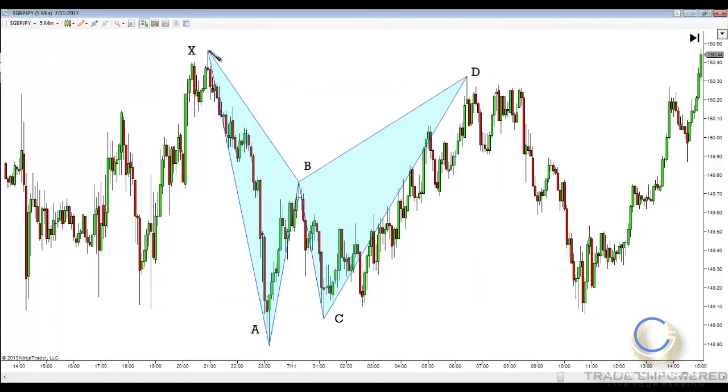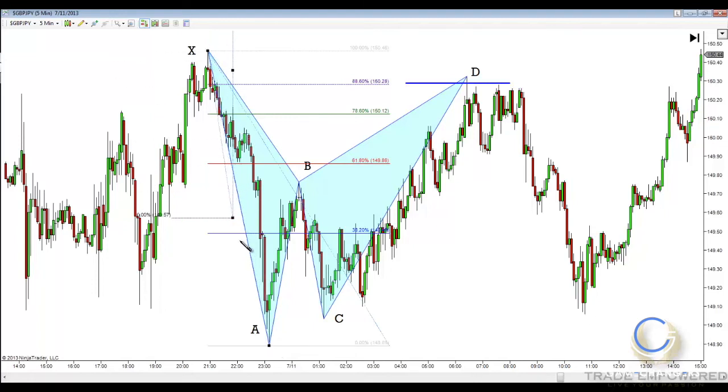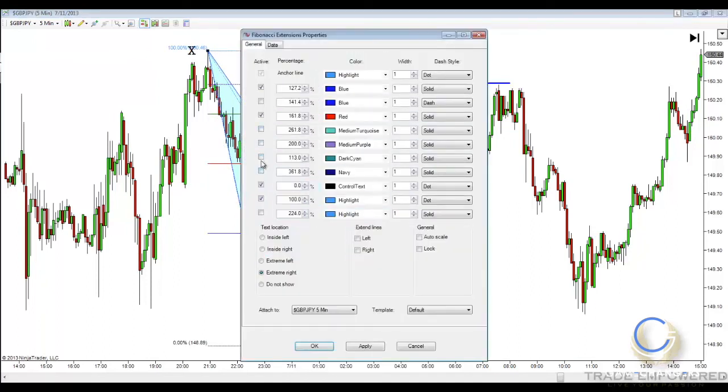Now our entry point for the bat pattern is going to be our 886 Fibonacci retracement taken from the X leg to the A leg. So right here in this case, 5028 would be our entry. Stops, same as the Gartley pattern. We want to take a Fibonacci extension tool. We want to invert it, so we're drawing it backwards. We're going to go from the swing low, our A leg, to the swing high of our X leg, back down, and we want to look for our 113 Fibonacci extension.